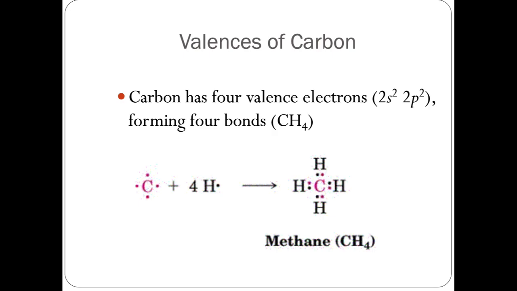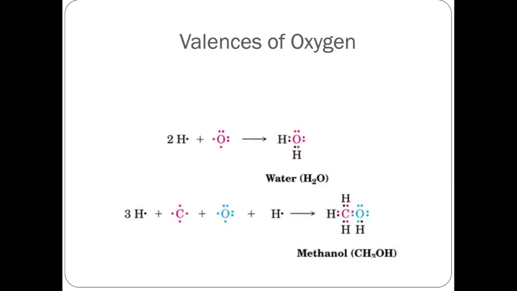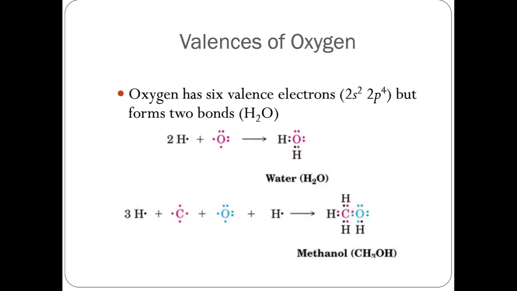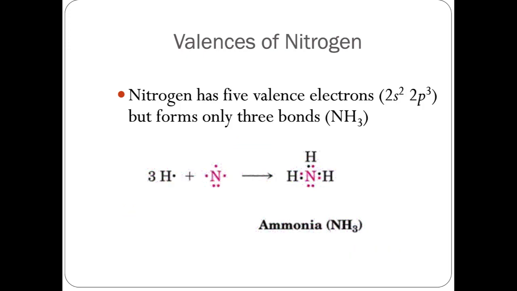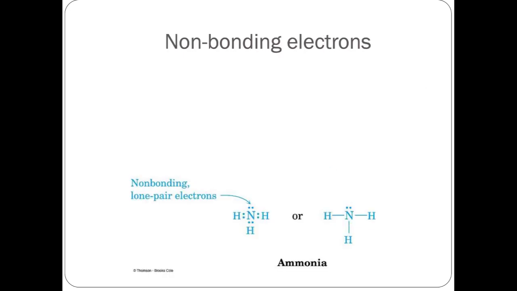Valences of carbon. Carbon has 4 valence electrons, 2s2, 2p2, forming 4 bonds, CH4. Oxygen has 6 valence electrons, 2s2, 2p4, but forms 2 bonds, H2O. Valences of nitrogen. Nitrogen has 5 valence electrons, 2s2, 2p3, but forms only 3 bonds, NH3.